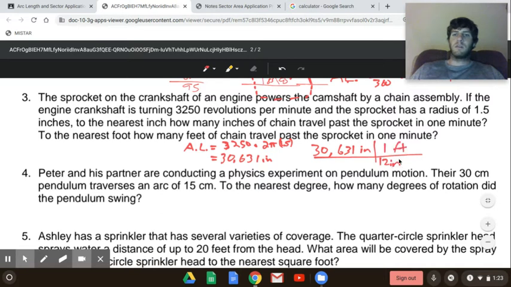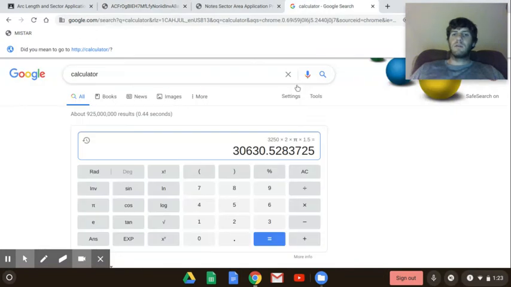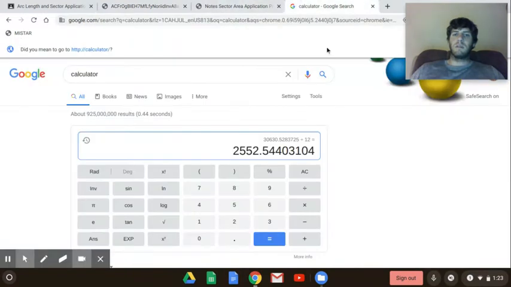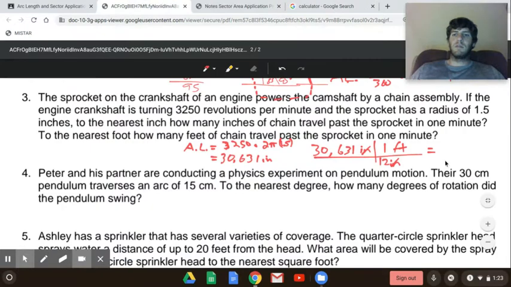So we would basically take that answer, multiply by 1, and then divide by 12. So we're basically just dividing by 12. That's going to be 2,553 feet. Right? That's going to be 2,553 feet. Okay.